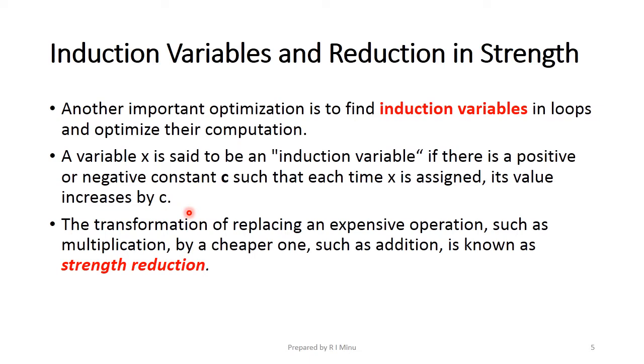So that is the induction variable. Thus variable i or j in a matrix multiplication or matrix addition or printing of n numbers is said to be an induction variable. And reduction in strength: the transformation of replacing an expensive operation such as multiplication or division with an addition or subtraction is said to be reduction in strength. By doing this, we can optimize even a small expression, and we are going to see how it works with loop optimization.